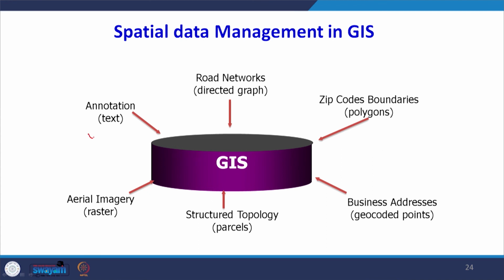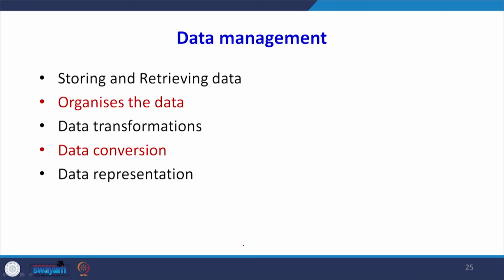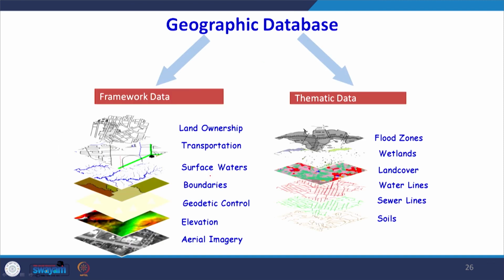So, we have textual data, raster data, graphical information, polygon data, points data, parcel data. So, this is all data, the entire different variety of the data is to be managed in the GIS system. Now, when we say the data is to be managed, what is the meaning? The broad meaning is storing the data and retrieval of the data or the part of the data when I require, organizing of the data, transformation of the data from one form to the other, data conversion and data representation. So, these are all the components of the data management.